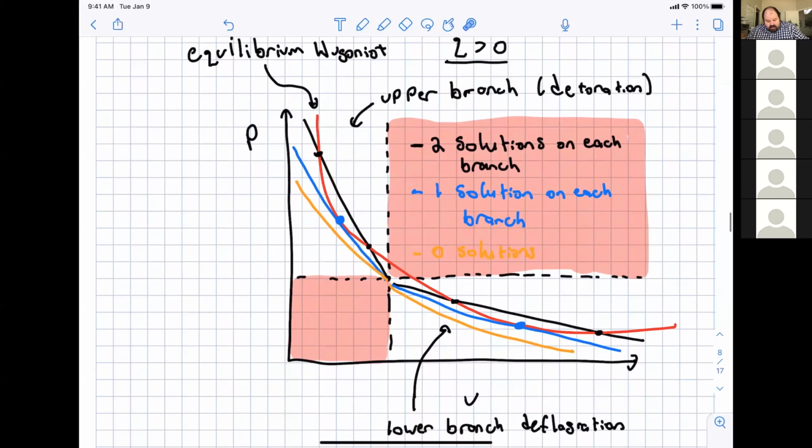And then the same goes for both the upper and the lower branch here. For both the detonation branch up here and the deflagration branch down here, we can have 2 solutions, 1 solution, or no solutions, just depending on the chosen Rayleigh line and the Hugoniot curve. Okay, and so now we're going to analyze these cases in a bit more detail. So are there any questions here?